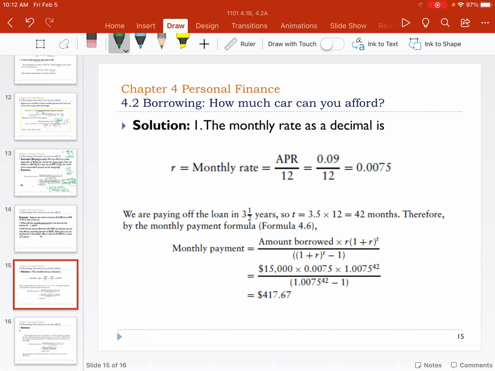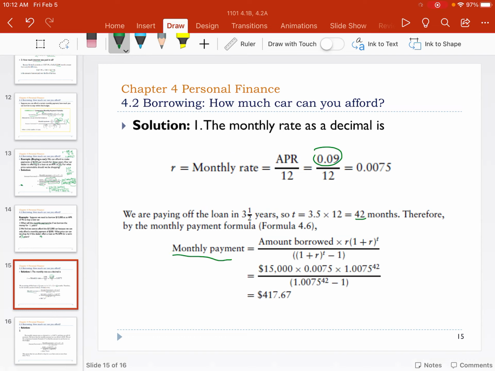R is the monthly rate. We got 9%, 0.09, divide by 12, 0.0075. Now we have a rare half-year situation. So use 3.5, multiply by 12, and we have a kind of non-standard payment that you'd have to make a special deal to get. Not impossible, but certainly a lot of them frown on it. 42 months. Nothing wrong with it mathematically. You could pick almost any number for that. But anyway, we have our monthly payment formula.